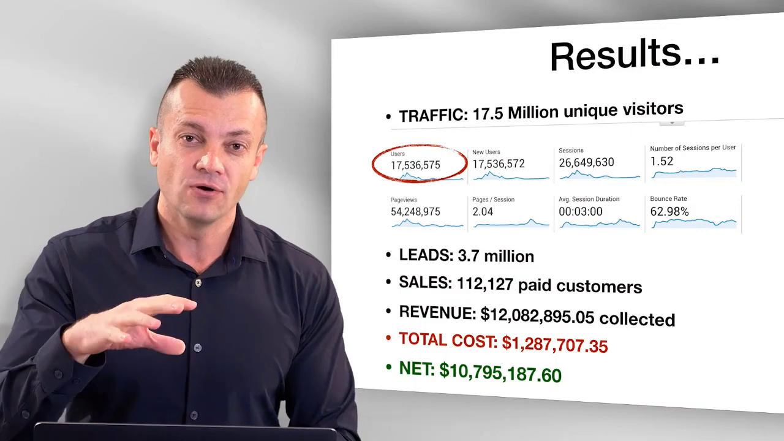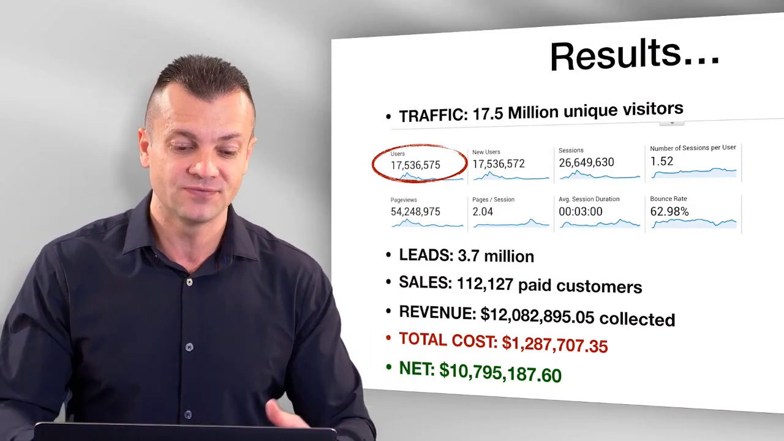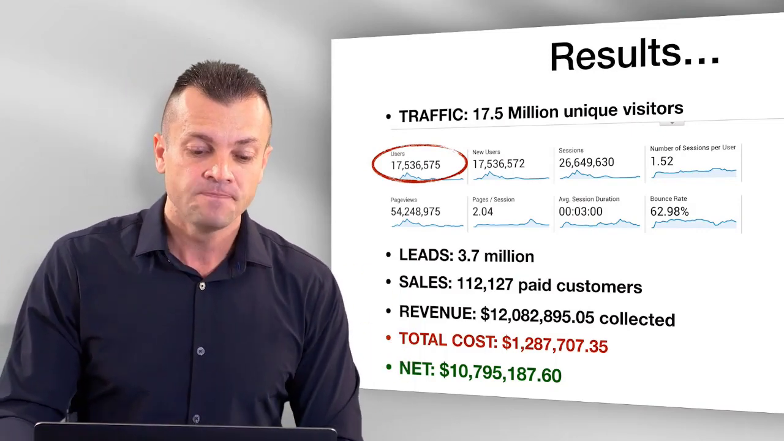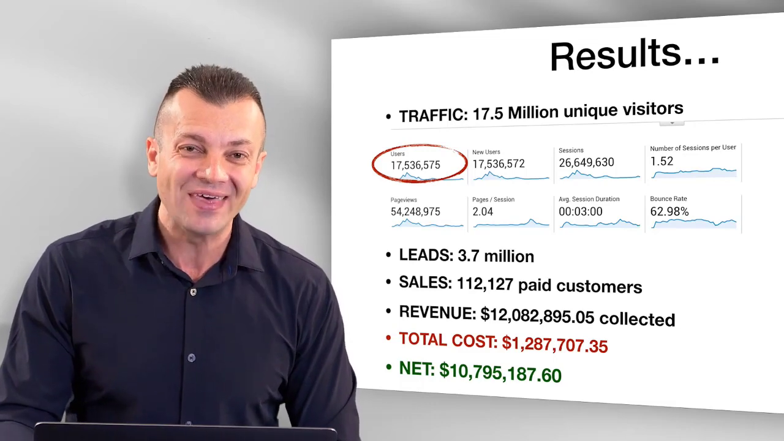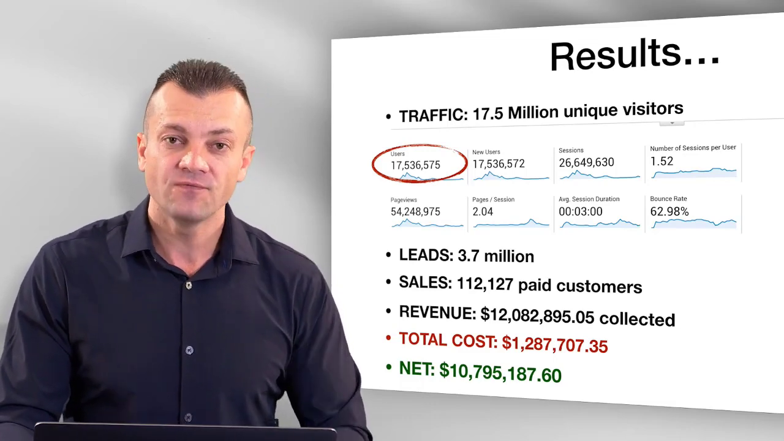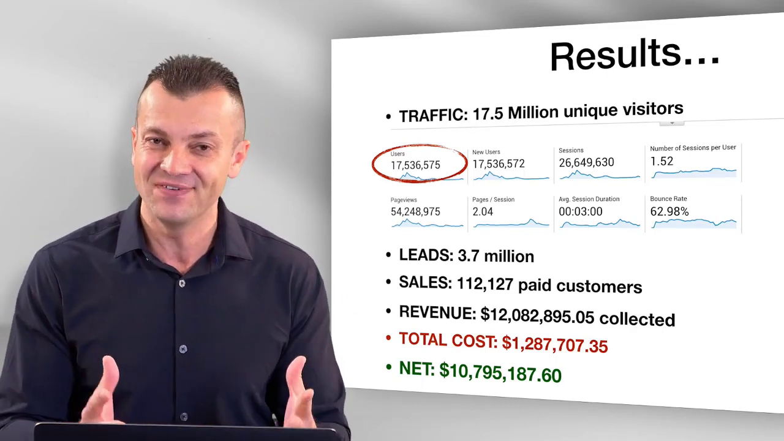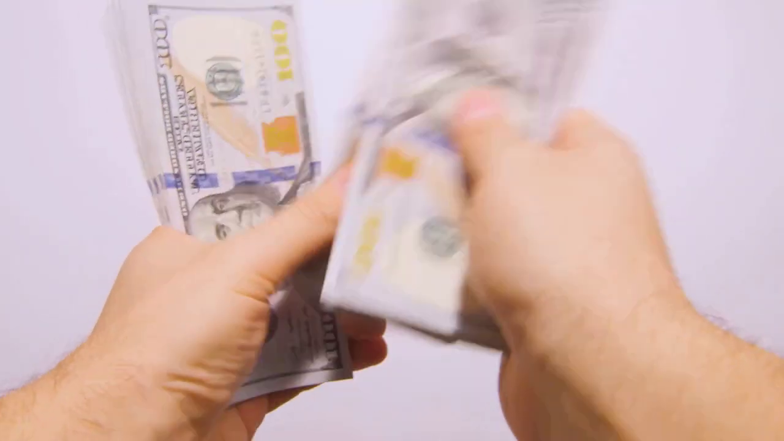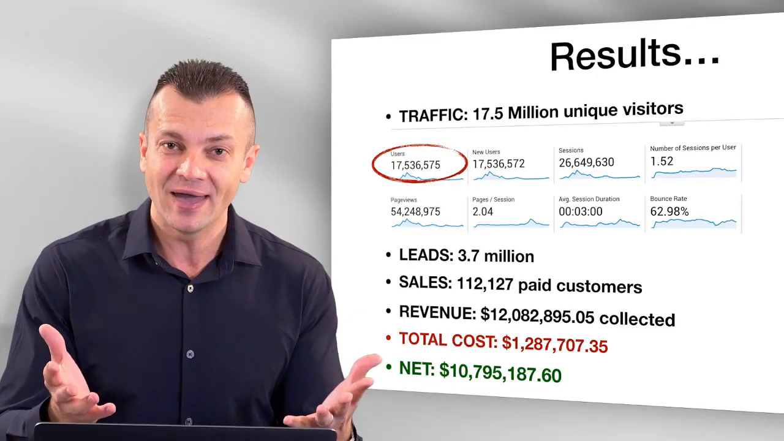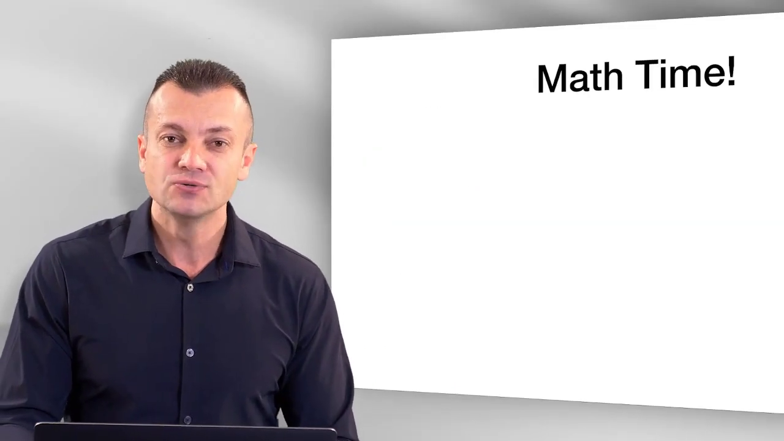It gets better. Now that crowd produced for us in this particular campaign over 112,000 paid customers, for over $12 million in revenue generated. Now the big question is, Vic, you probably spend a fortune to get these. Well, depending how you look at it, right? Let's do some math on it.